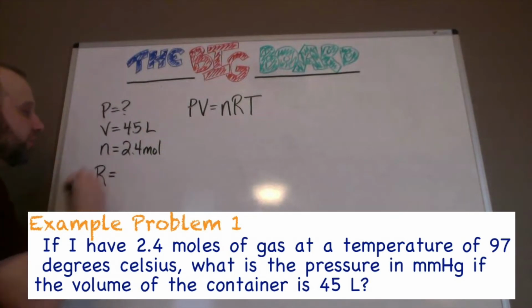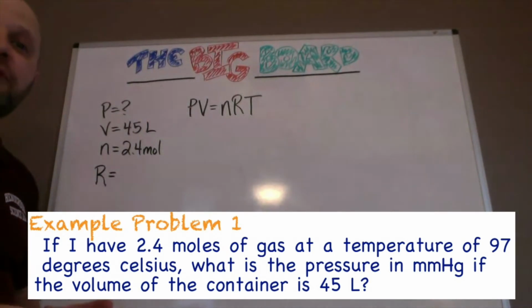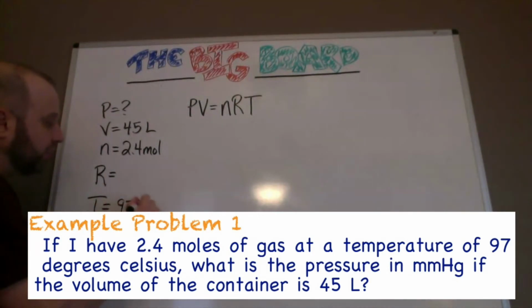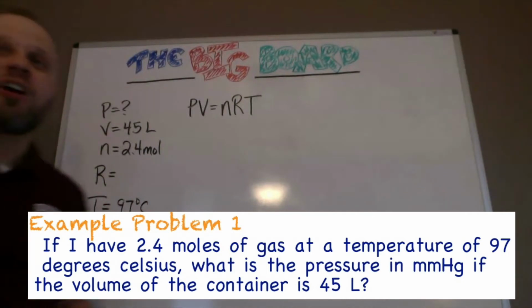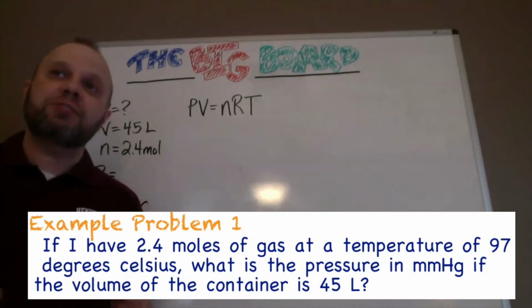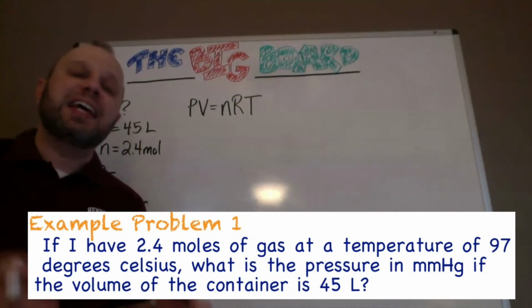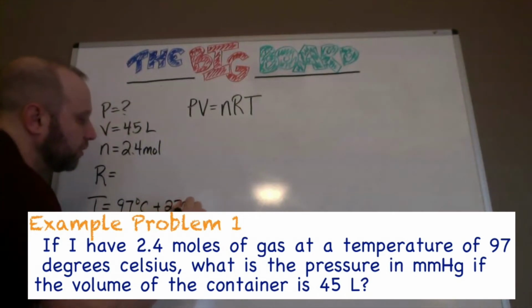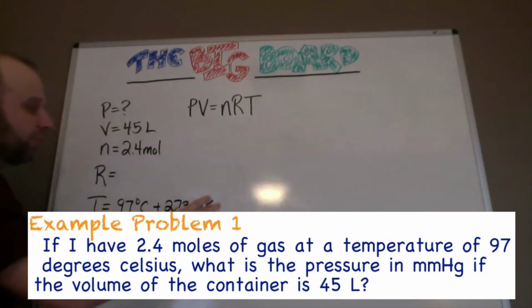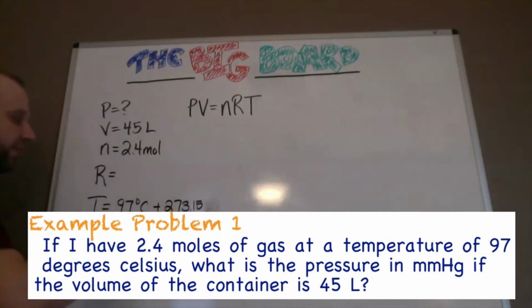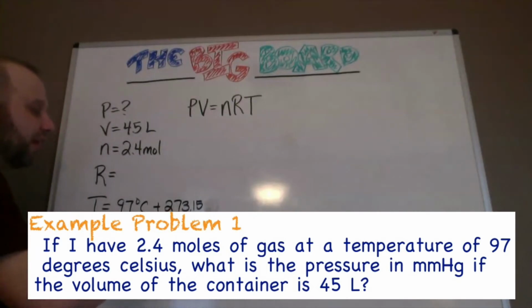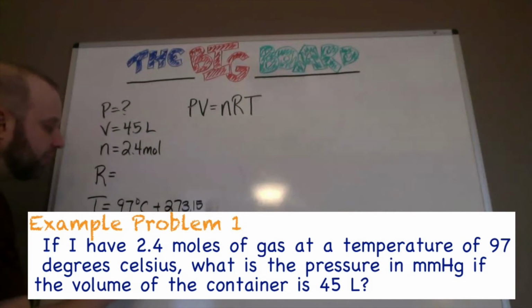We have R, which I'll talk about a little bit more in a second, and we have our temperature of 97 degrees Celsius. But remember what I said about R. R needs to be in units of Kelvin, so we have to change that 97 degrees Celsius into Kelvin by adding 273. Now, since the 97 has no decimal places and the 273.15 has 2, our final answer for this will have 0 decimal places. So this will end up being 370 Kelvin.